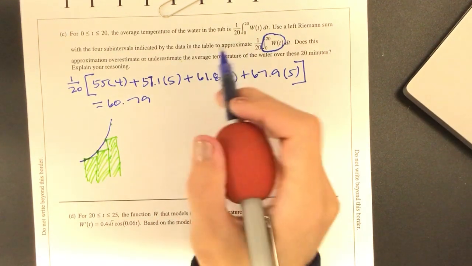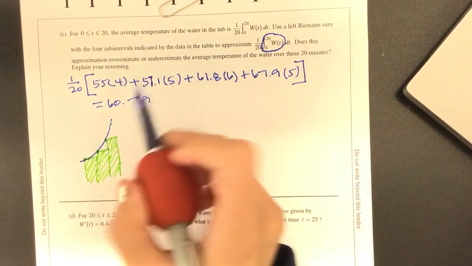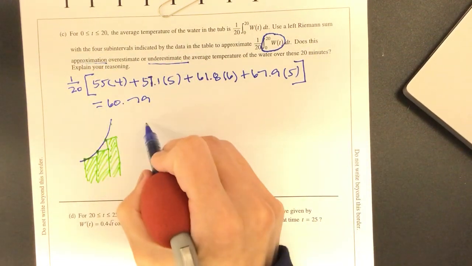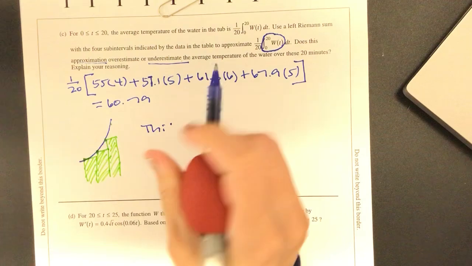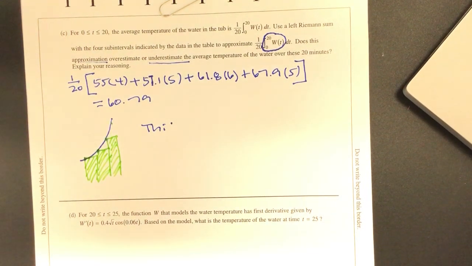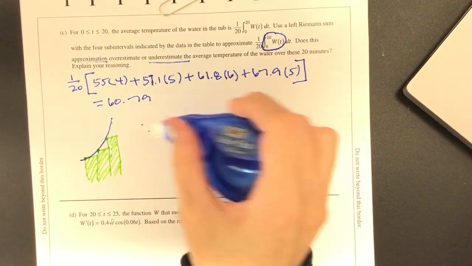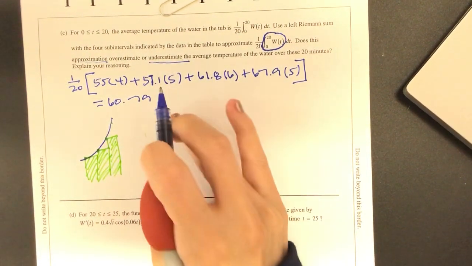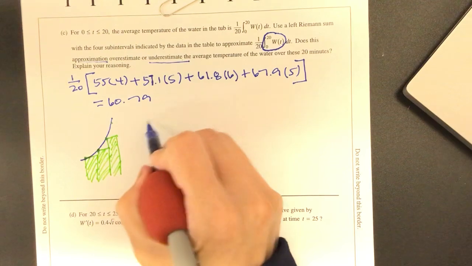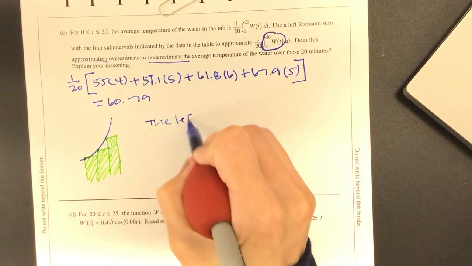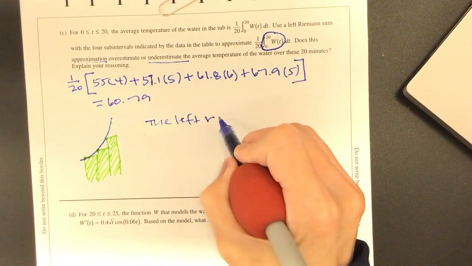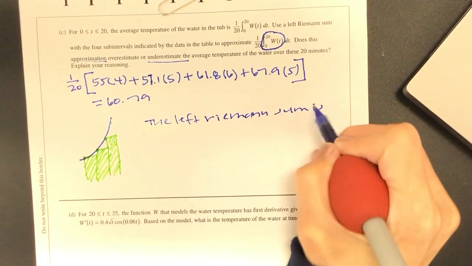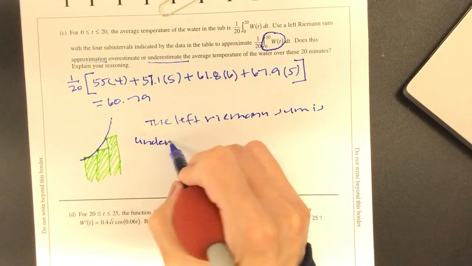It is under. So I'm going to use my sentence stem right here. I'm going to say the approximation is under because, and so on. Oh, we're not allowed to use this. Like it, this, and that, we're not allowed to use. So let's go ahead and put on here, the left Riemann sum is an under approximation.